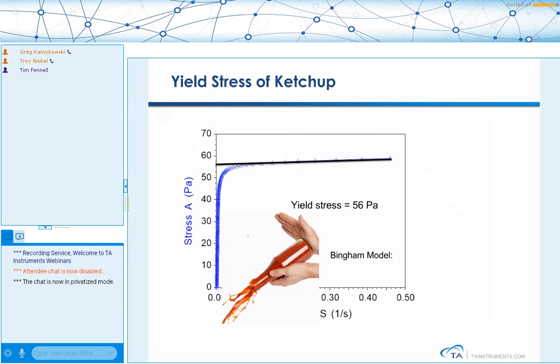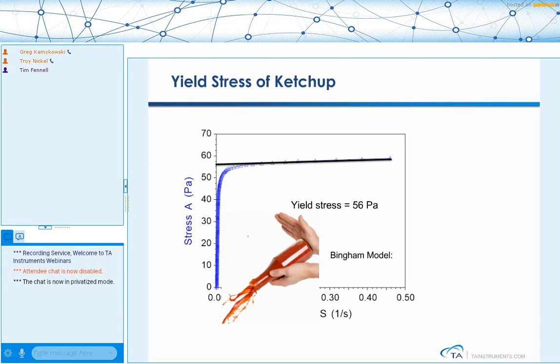Looking at ketchup once again, we can also do this just as a stress ramp up test to get the yield stress of the material. So in this case, we apply a stress until we get some definite flow in our system. And the way the yield stress was determined here was the operator just drew a straight line once the material started flowing and extrapolated to the y-axis and estimated a yield stress of 56 pascals.